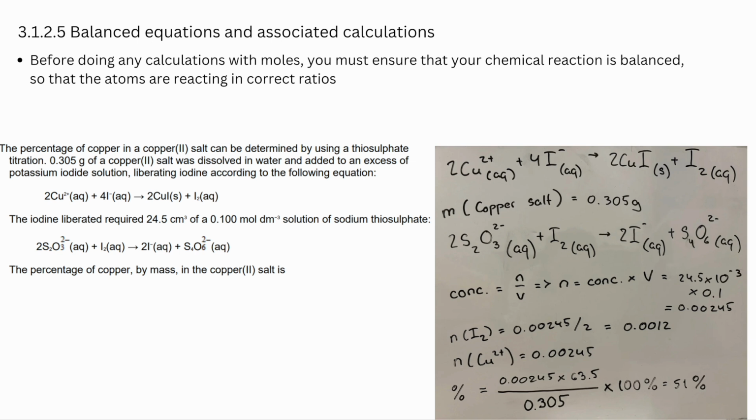Balancing equations. Before doing any moles calculations which involve a reaction, you have to make sure that the reaction is balanced so that the atoms are reacting in correct ratios. Let's do a past paper question.